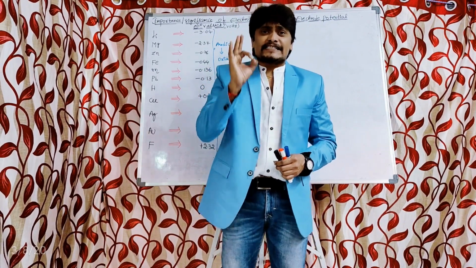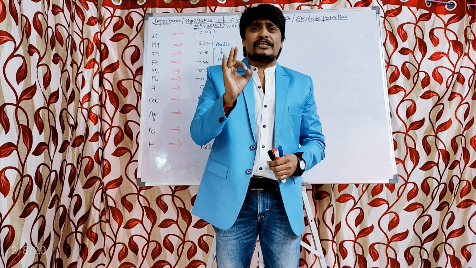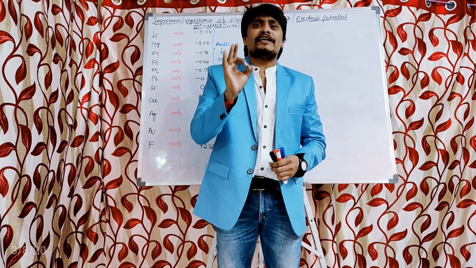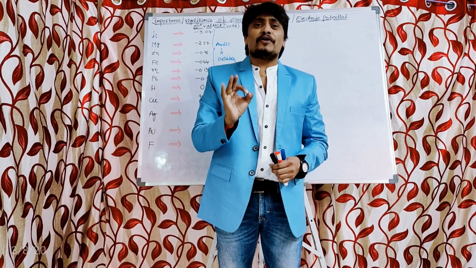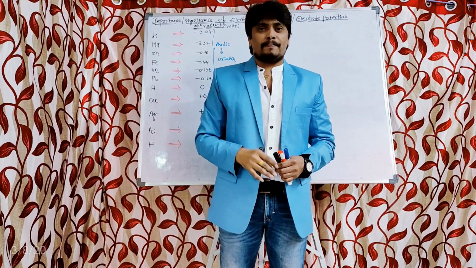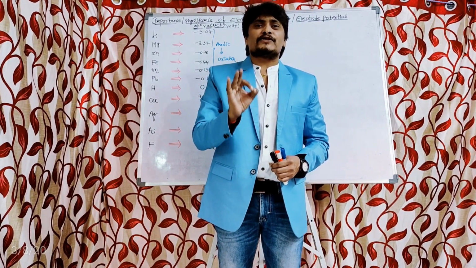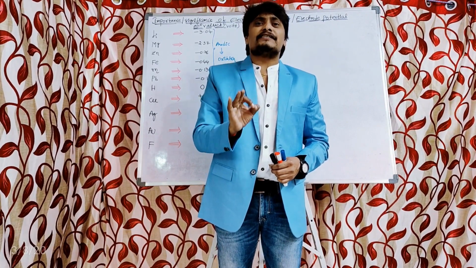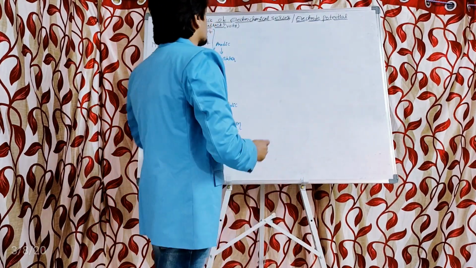That is, this is the series which gives the information about the relative ease of oxidation and reduction. Next, it gives the information about replacement tendency. And the third significance associated with this electrochemical series is that it predicts the spontaneity of redox reaction. So now let us discuss one by one.